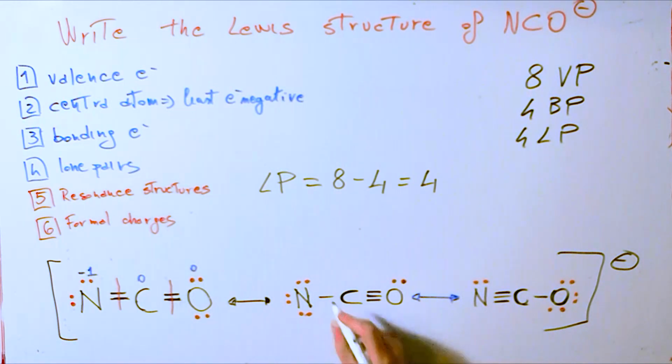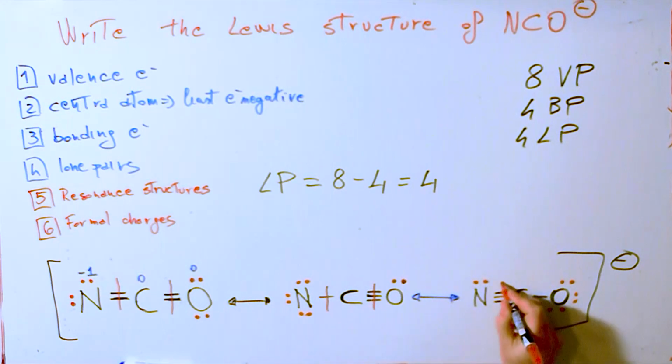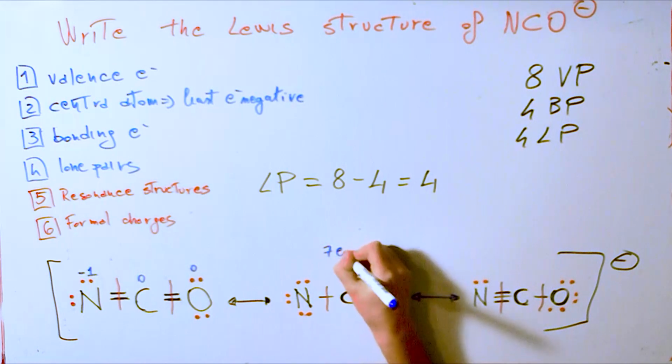Let's do the same here. So I will divide this bond into 2 halves. Also, let's do it for this one. Let's calculate the formal charges. So this is 1 electron plus 6, it's 7 electrons.